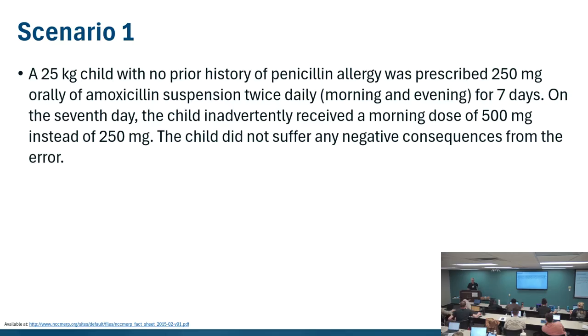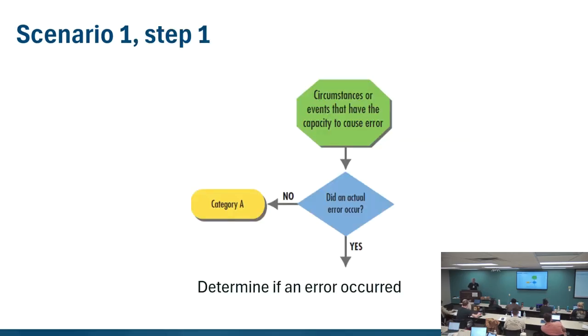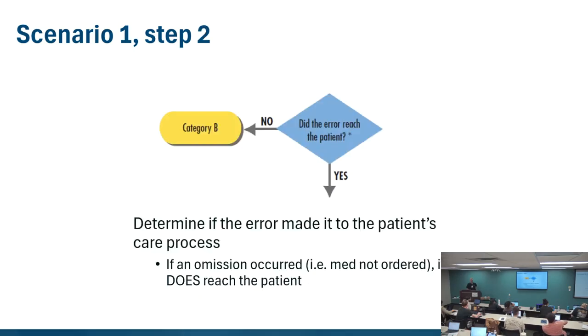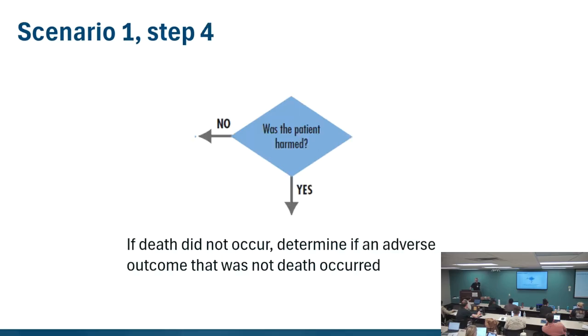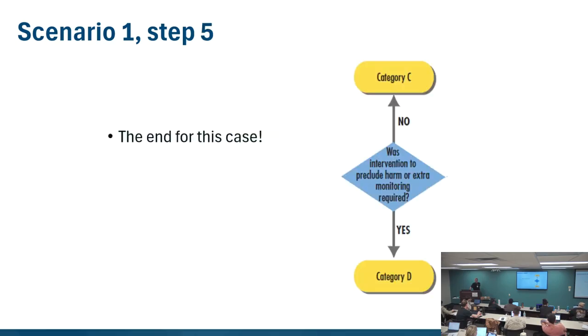Now we're going to ask ourselves the questions in the flowchart. Did an actual error occur, yes or no? Yes. So we go down. Did the error reach the patient? Yep. So we keep going. Did the error contribute to or result in patient death? No. Was the patient harmed? No. It said they weren't harmed. Was an intervention required to preclude harm? No. We didn't have to do anything. So that would be a category C.